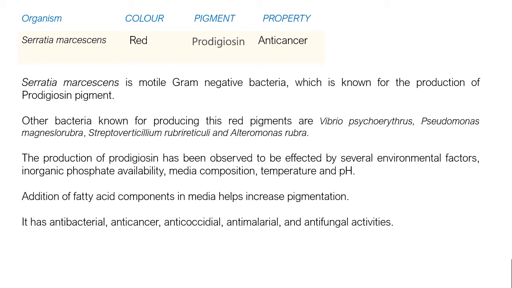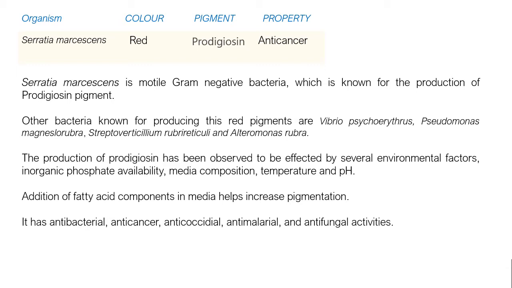Serratia marcescens is known for producing a red color pigment, that is prodigiosin. It is a motile gram negative bacteria. The other bacteria known for producing this particular pigment are Vibrio, Pseudomonas, Streptoverticillium and Alteromonas. The production of prodigiosin has been observed to be affected by several environmental factors: inorganic phosphate availability, media composition, temperature and pH. Addition of fatty acid components in media helps increase the pigmentation of this particular bacteria.